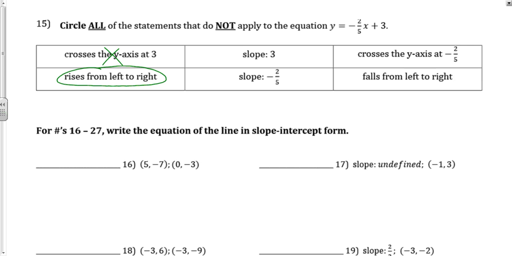Does it have a slope of 3? No, it does not have a slope of 3. It has a slope of negative 2/5.